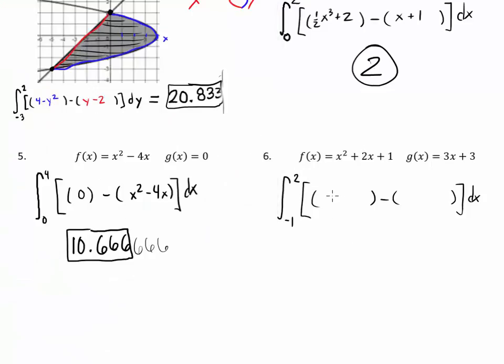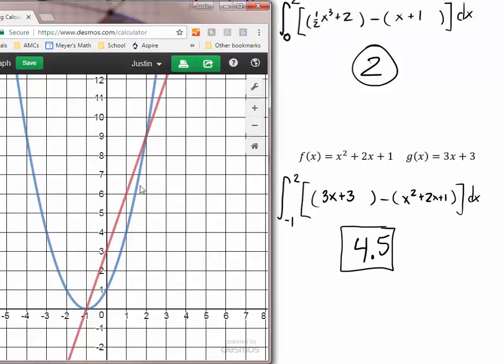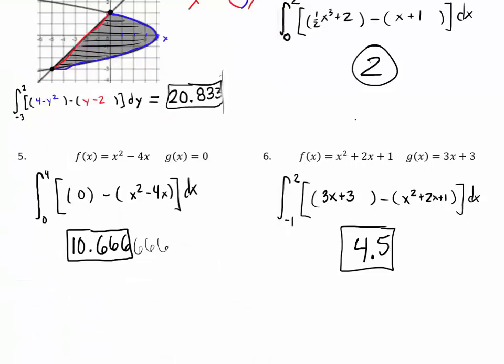So g of x was our top, 3x plus 3, and this one was the bottom, x squared plus 2x plus 1. Type into your calculator, and you get 4.5. So 4.5 is the area of this little region right in here. Kind of neat. All right, let's move on to the next problem.